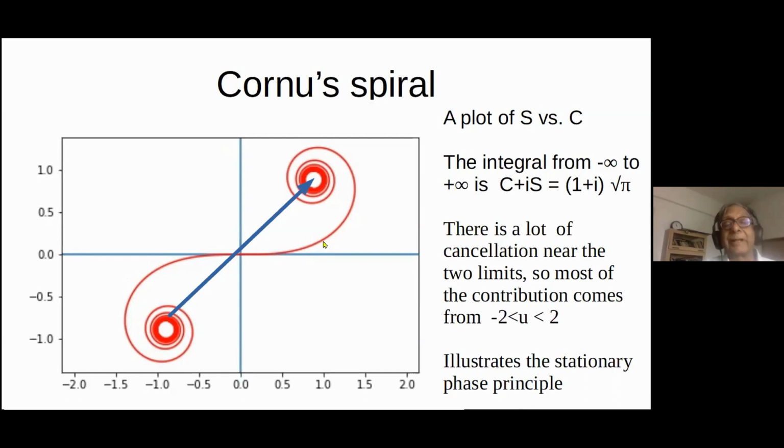So this Cornu spiral, apart from teaching us about single slit diffraction, which we'll talk about, will also tell us more generally how the stationary phase principle works, and therefore how ray optics and the principle of least time emerge from wave optics. So that's why it's worth studying this spiral.